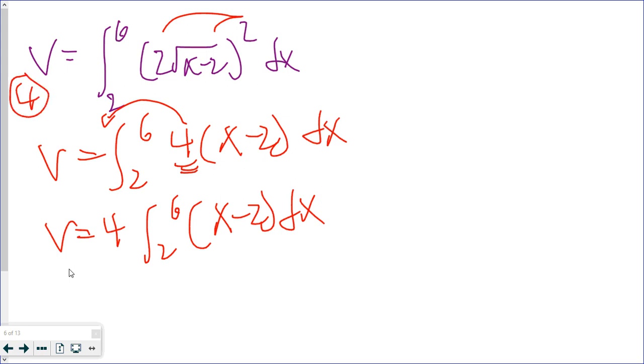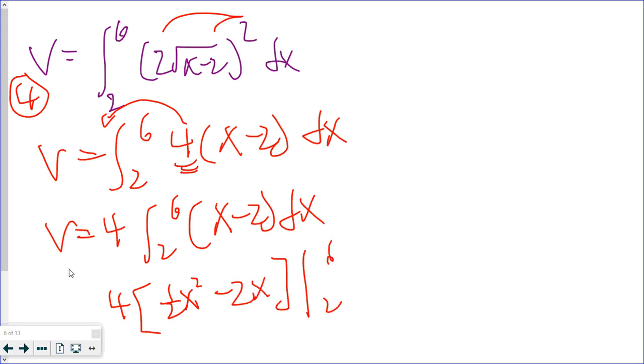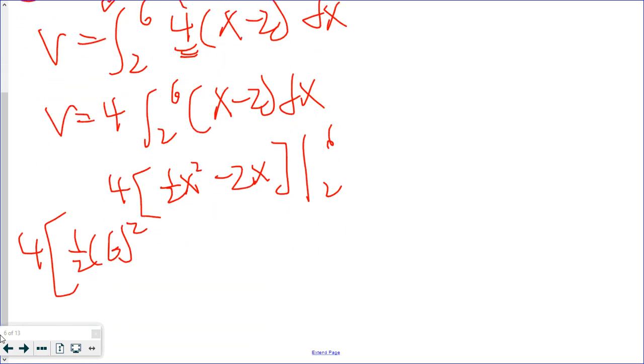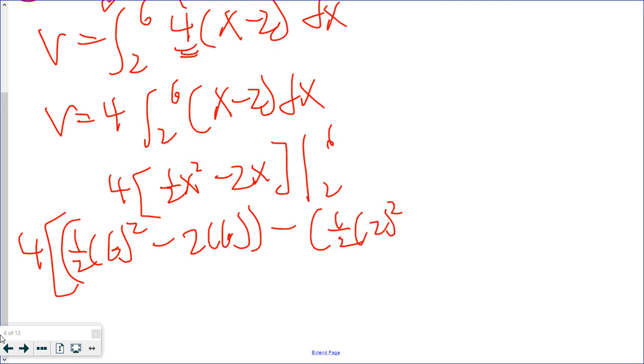Okay. Well, anyway, the integration is not too terrible. Integration of x is 1/2 x squared. Integration of 2 is 2x. And we're evaluating from 2 to 6. Okay. So just to do that real quick, that's 4. I'm going to have 1/2 6 squared. Oh, you can't see that. Sorry. Minus 2 times 6. And I'm going to take that entire quantity and subtract 1/2 2 squared minus 2 times 2.